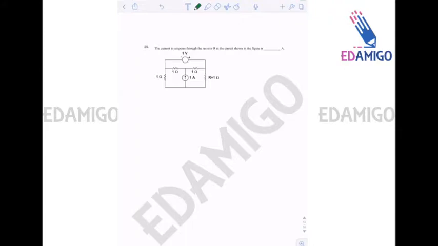Here we have to find the current in amperes. So this is very important, the unit in which we have to find the answer, and across this 1 ohm resistance. Okay, so now we will solve the question.